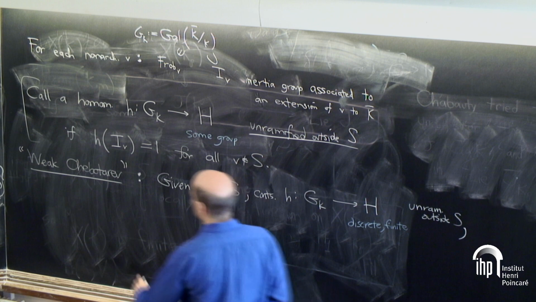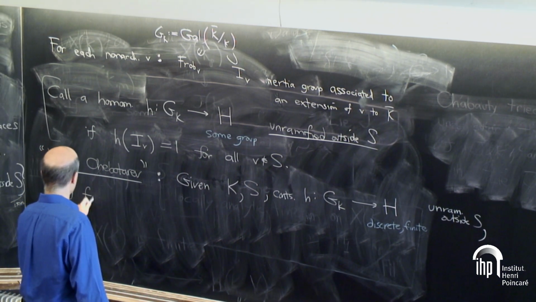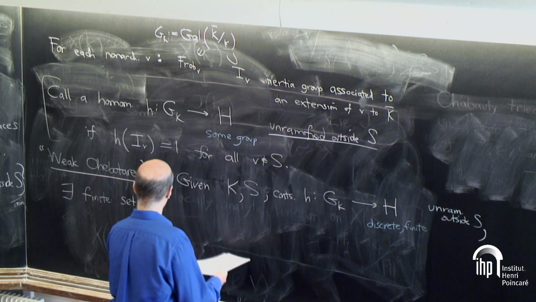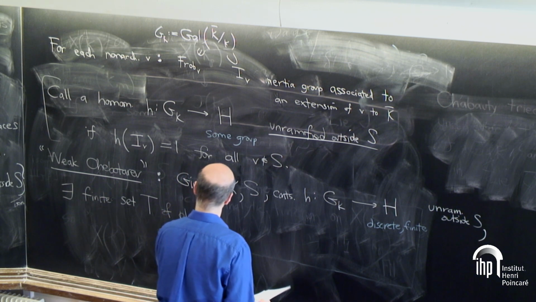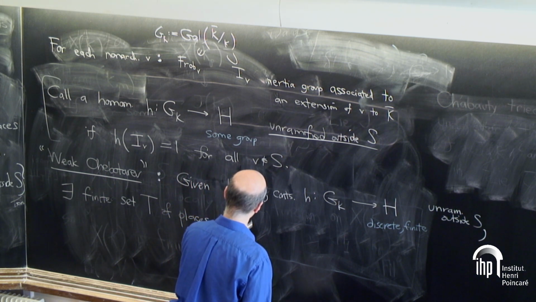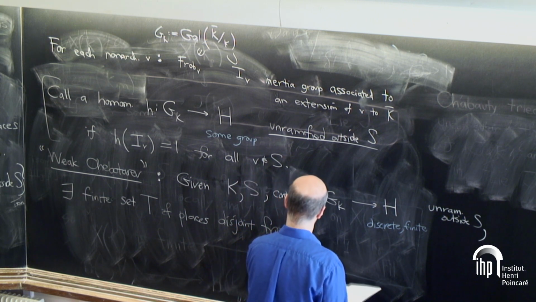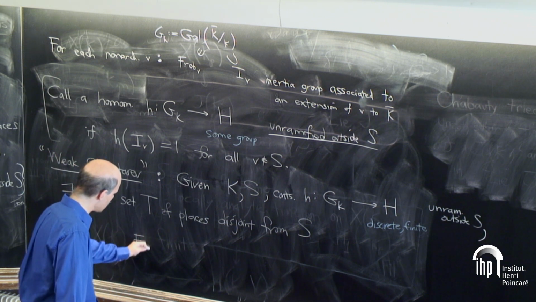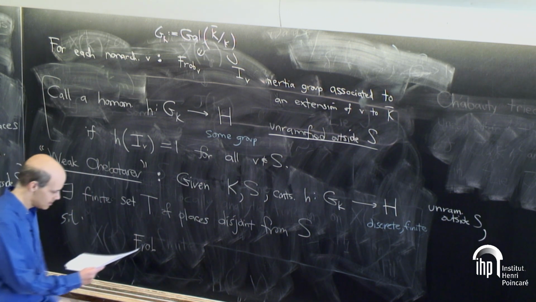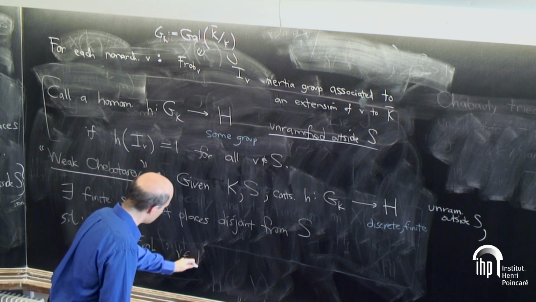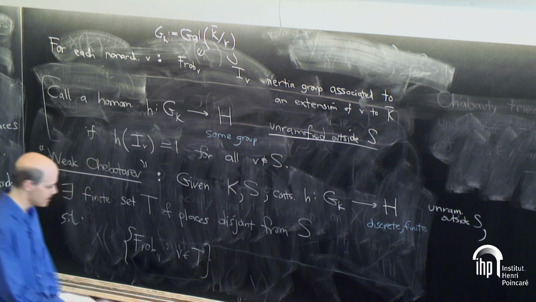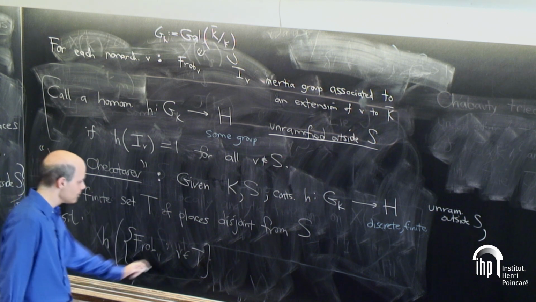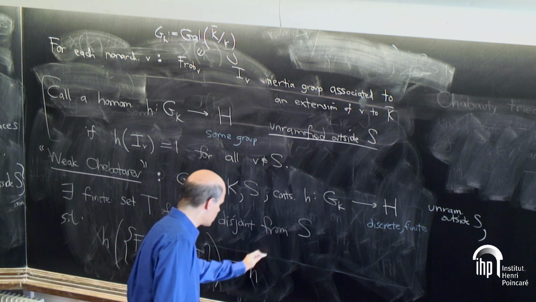Given all that, there exists a finite set T of places of K, disjoint from S, so these are all unramified primes, such that if you take the Frobenius elements just for these finitely many places in T, then those are already enough to cover the image of the homomorphism. So the image of those finitely many Frobenius elements is the same as the whole image.